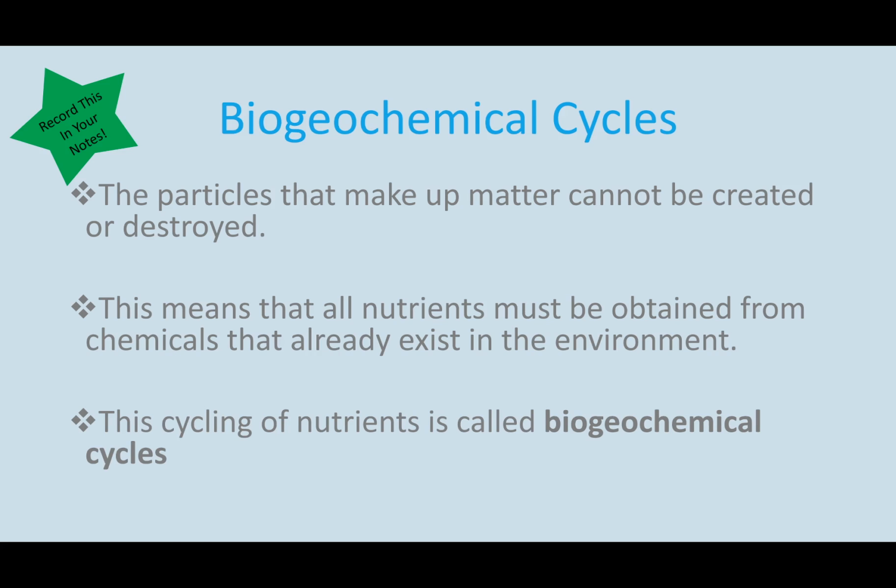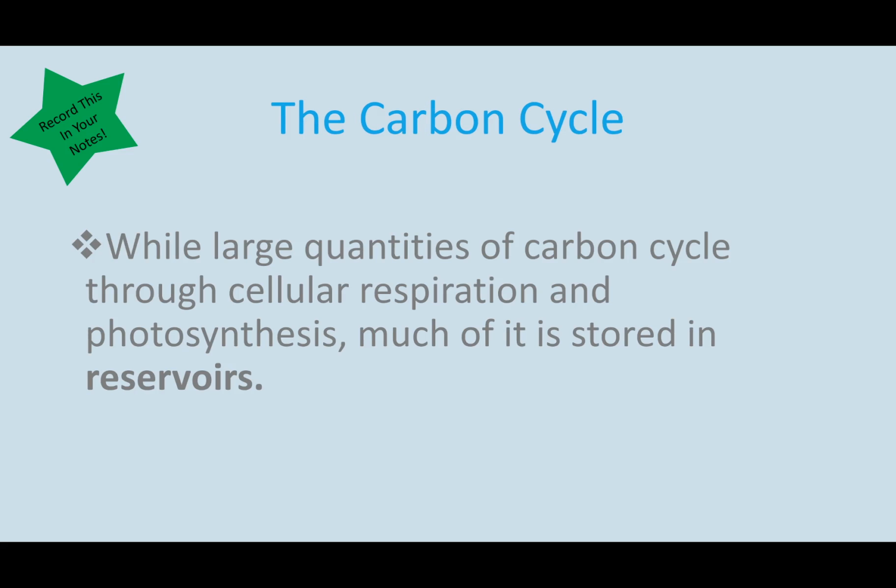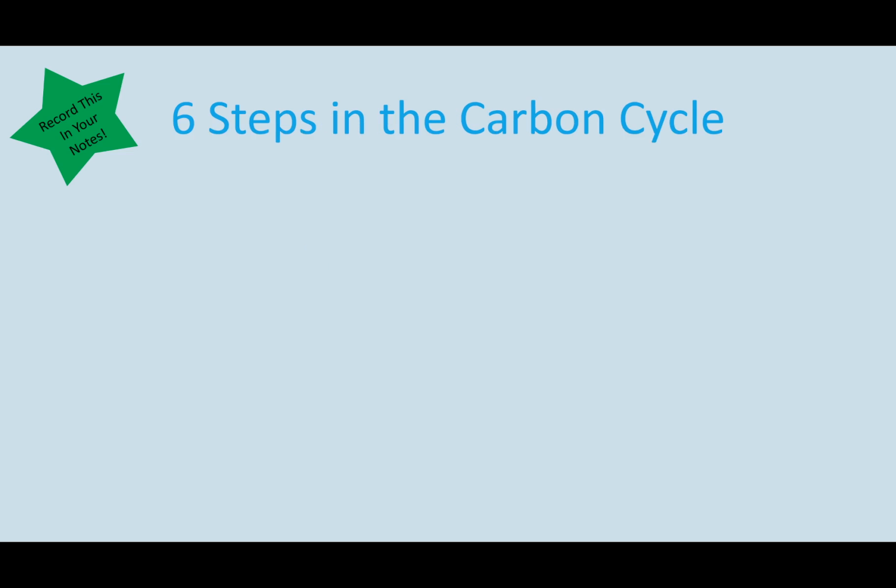And basically the cycling of these nutrients is called biogeochemical cycles, which we just talked about. It's just that process of these nutrients getting passed from one thing to another. So while large quantities of the carbon cycle cycle through cellular respiration and photosynthesis, much of it is also stored in reservoirs. While there's a large amount of carbon going through our bodies, from the carbon dioxide, through plants, there's also a lot of it that's stored elsewhere.